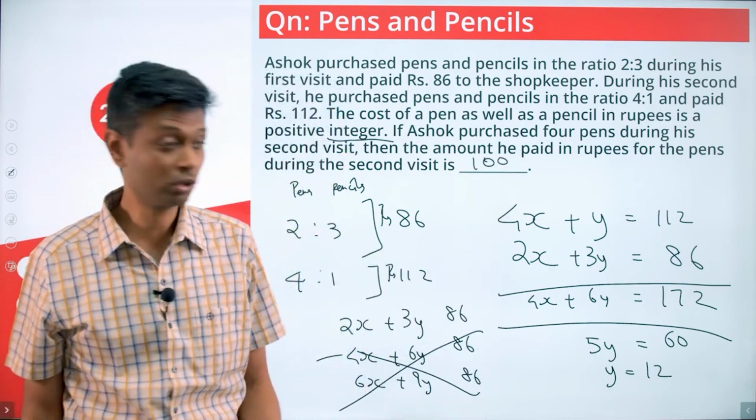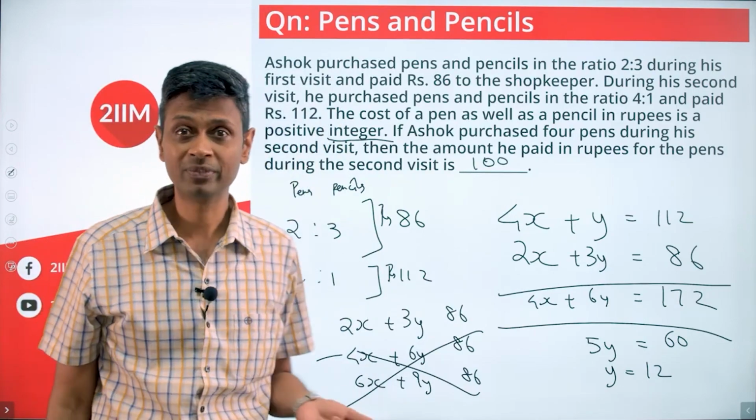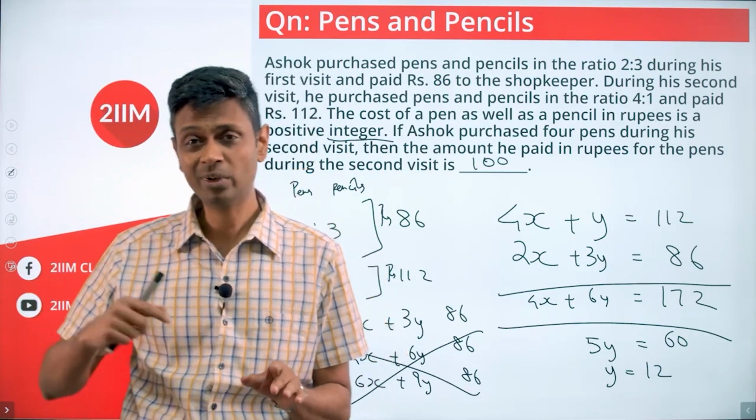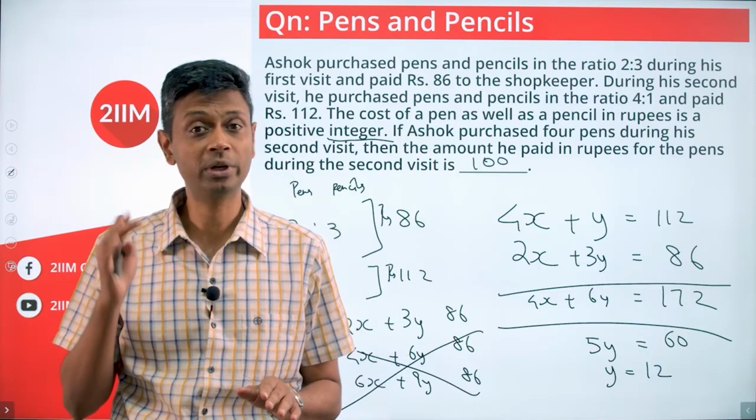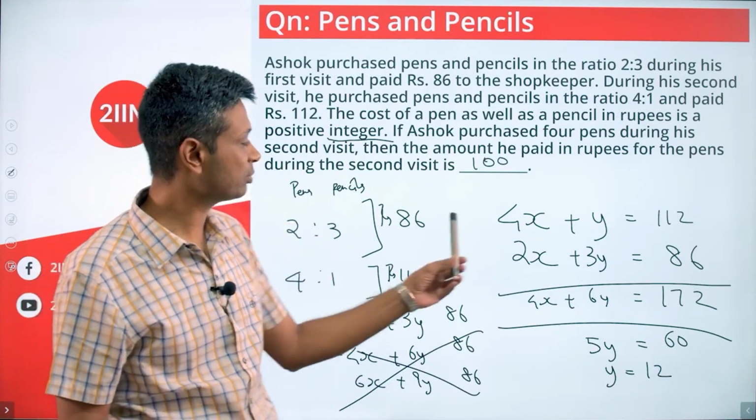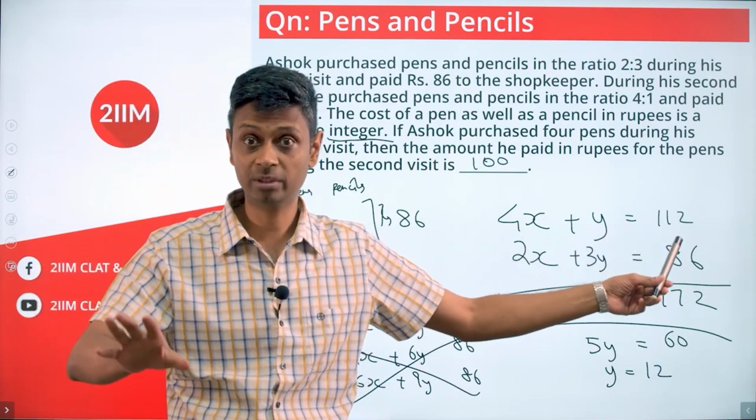Beautiful question, because we get the ratio to start with, and then we say the second one is not just a ratio, it's actually 4 pens and 1 pencil. So 4 pens plus 1 pencil costs 112. We have that in the bag.